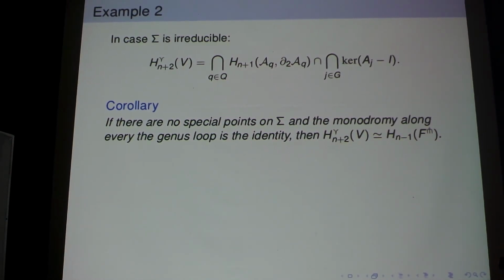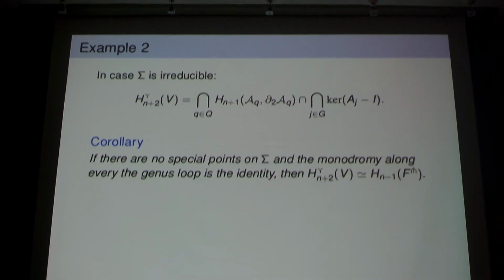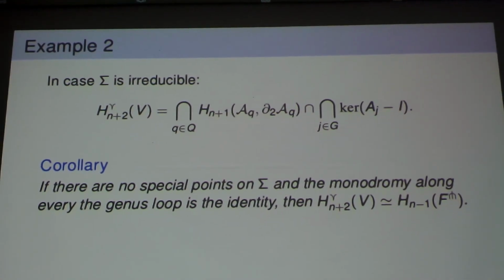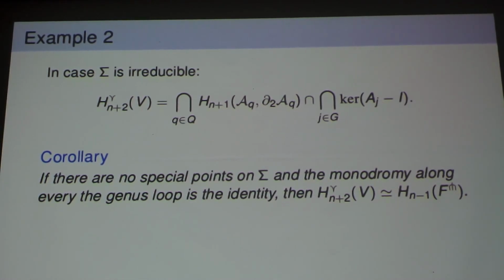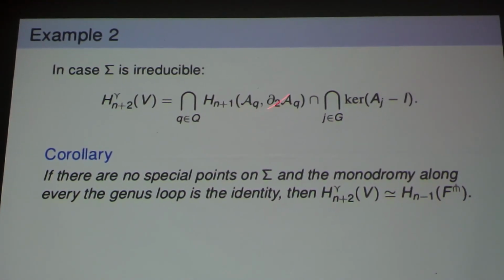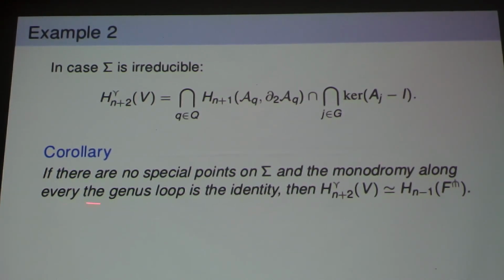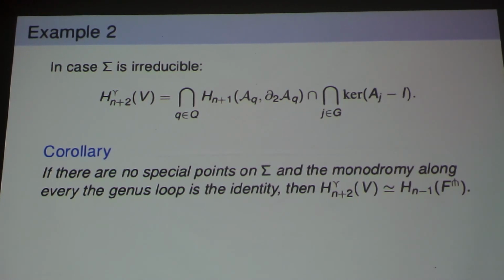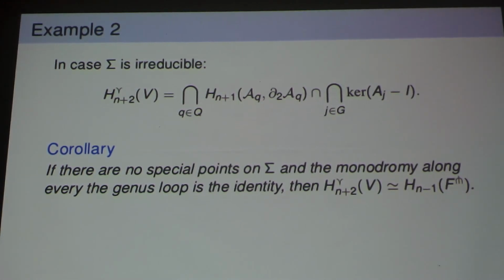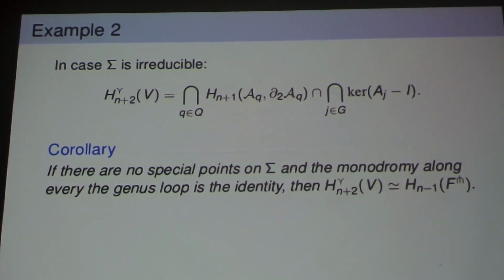Okay, let's look a little bit more at this formula. One corollary of this formula: if there are no special points on sigma, then all these terms are zero. And if all monodromies are the identity, then in fact what I get is that the homology is the homology of the reference space. So this is an example where the H n+2 is non-zero.